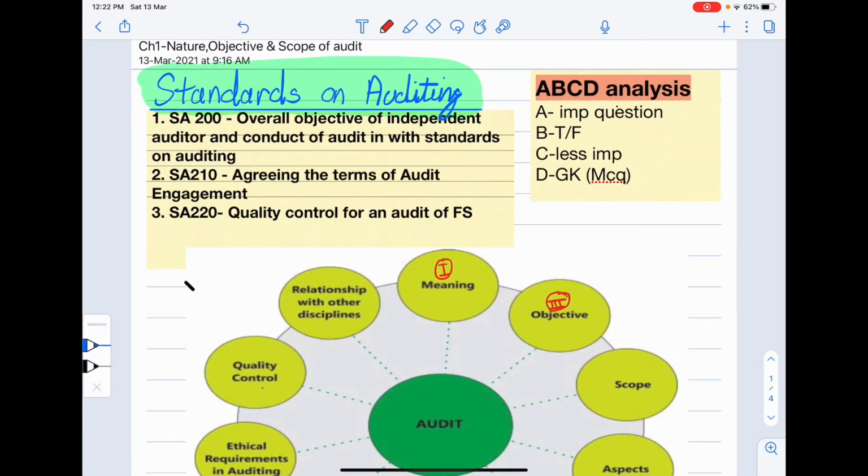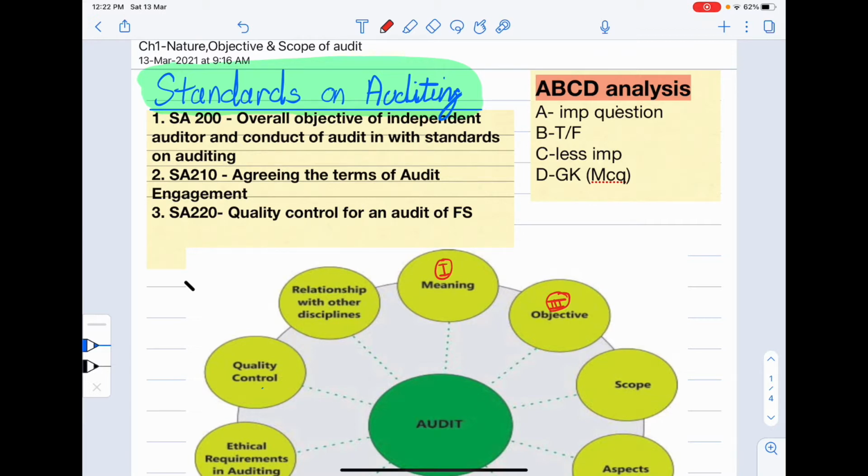In this chapter we are going to study 3 SAs. SA 200, that is overall objective of the independent auditor and conduct of an audit in accordance with SAs. SA 210, agreeing the terms of audit engagement, and SA 220, quality control for audit of financial statements.